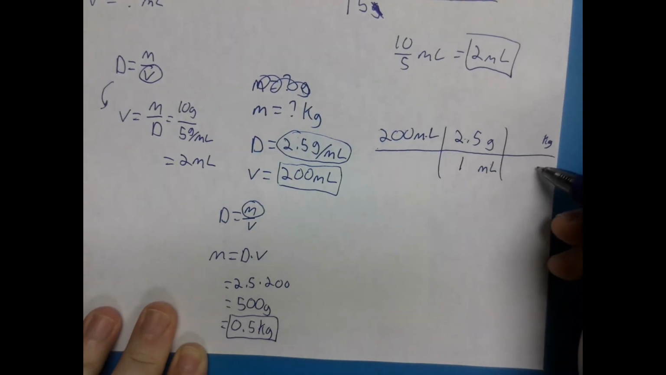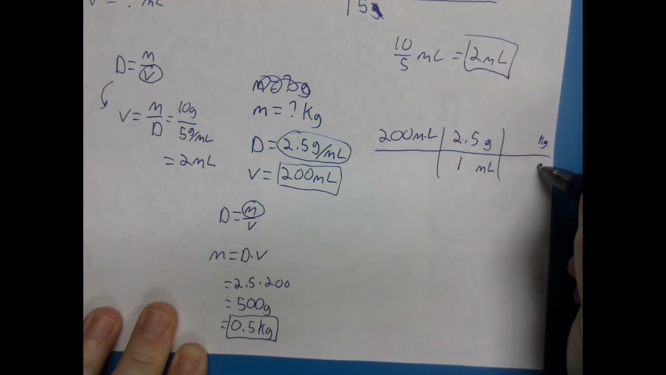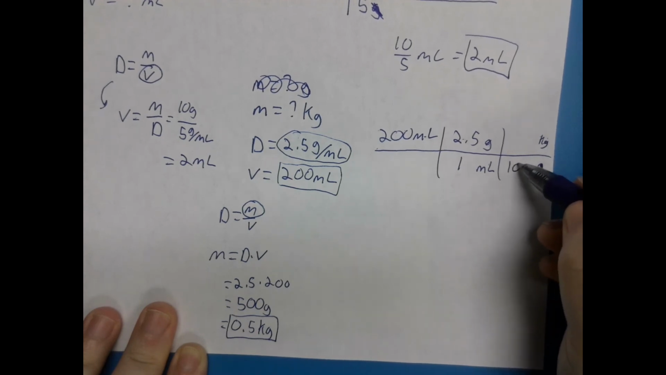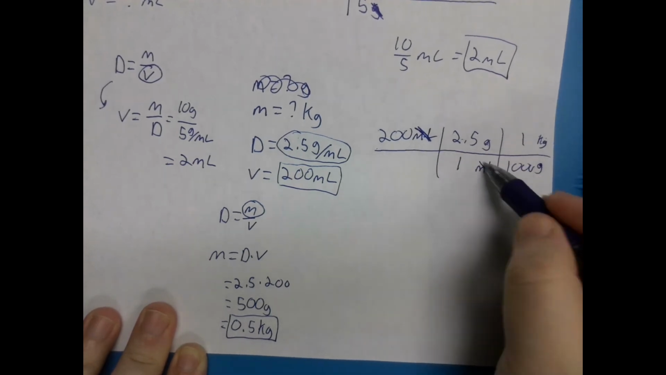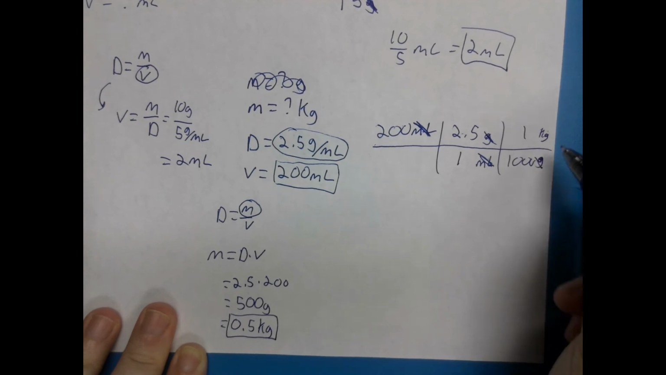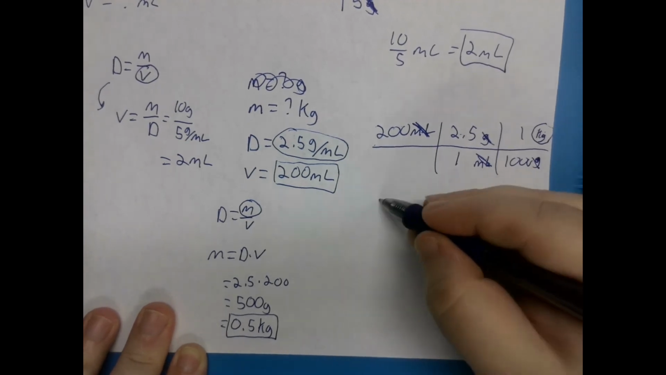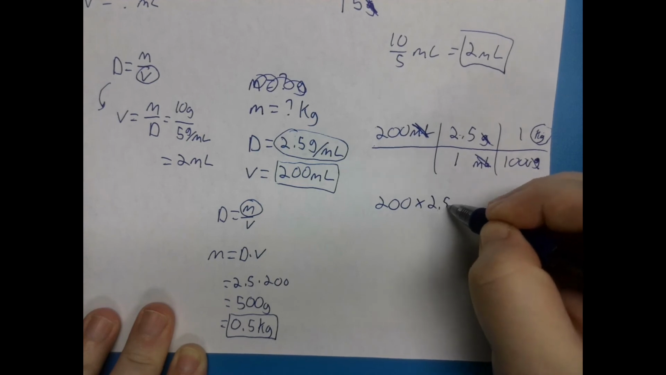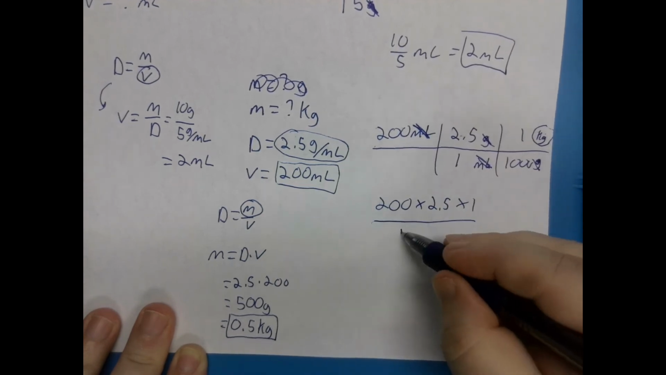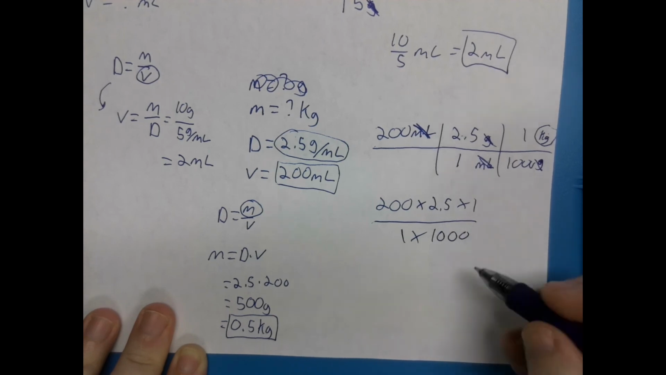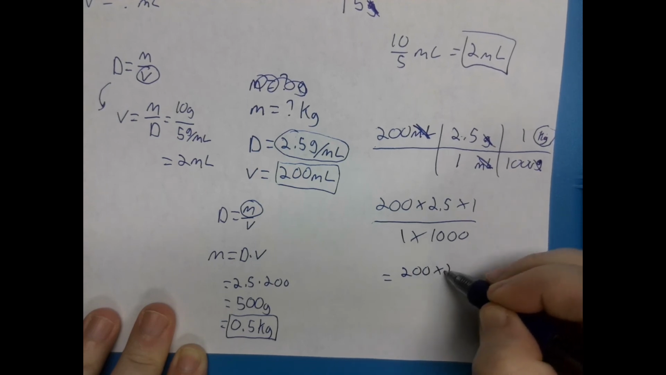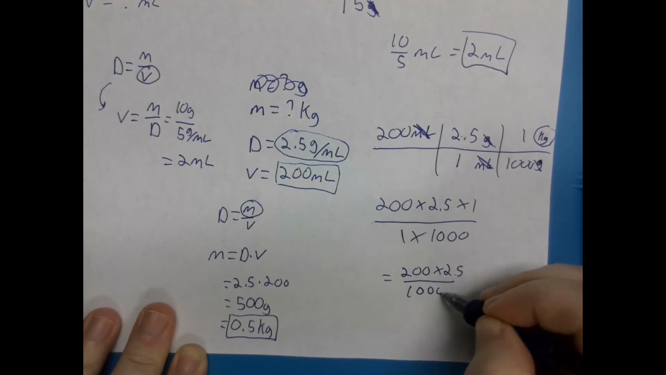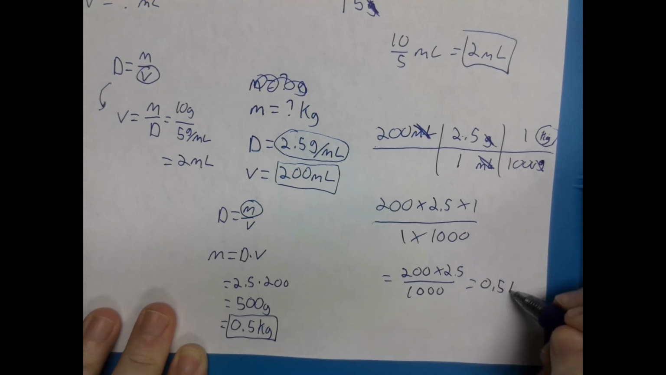So again, I'm going to need to convert to kilograms. So I'm going to want to cancel out grams and make it kilograms. I know there is 1,000 grams in 1 kilogram. So milliliters cancel out, grams cancel out, and my answer is in kilograms. So it'd be 200 times 2.5 times 1 over 1 times 1,000. The ones, you can ignore them. So it's basically 200 times 2.5 divided by 1,000, which gives me my answer, 0.5 kilograms.